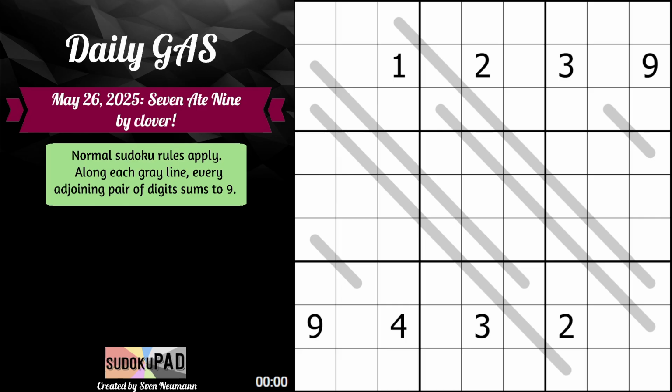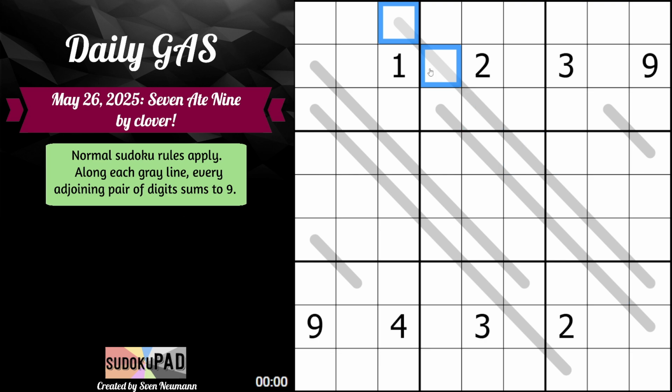Normal Sudoku rules apply. Along each gray line, every adjoining pair of digits sums to 9. So, what does that mean? Well, for example, with this, that's pretty straightforward. It's just that these two digits will sum to 9. But it does something a little bit more interesting along these bigger lines.